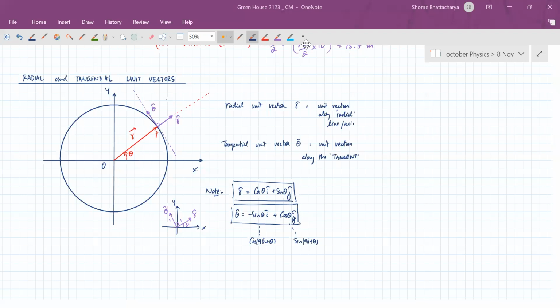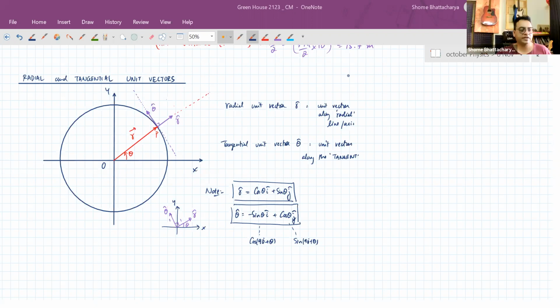Not exactly. It doesn't come out to be the derivative because theta itself is a variable quantity. So we have to use the chain rule. But yes, we have the relation that dr cap by dt, the derivative of r cap, is omega into theta cap. Actually, we will discuss that also. In fact, that is coming up next.